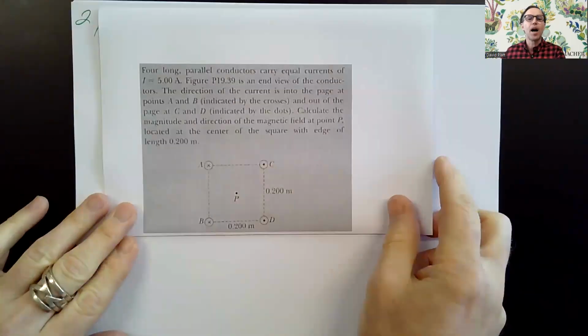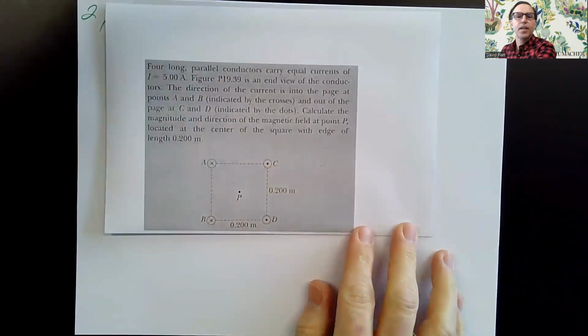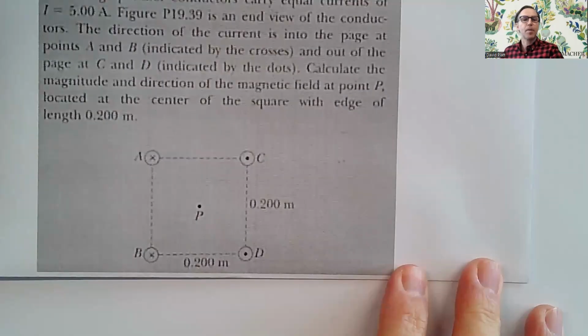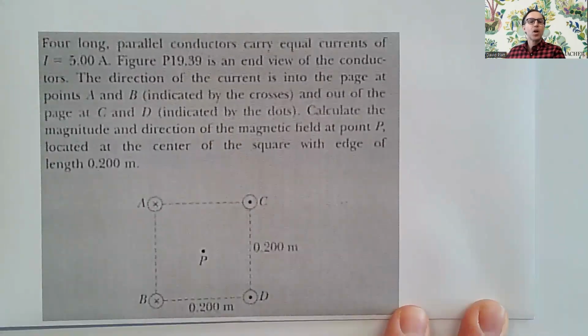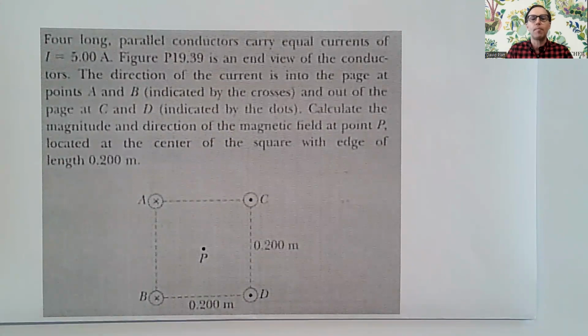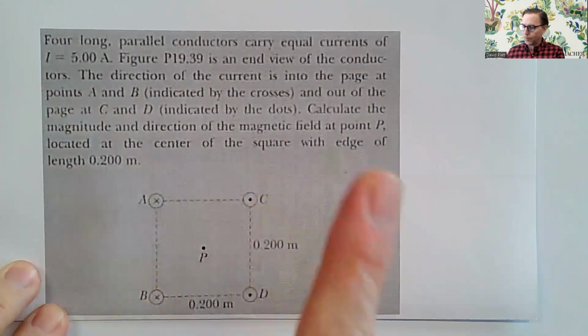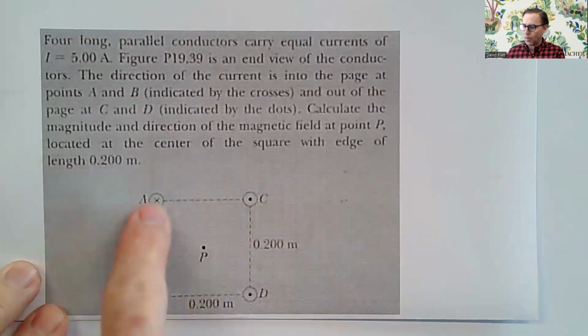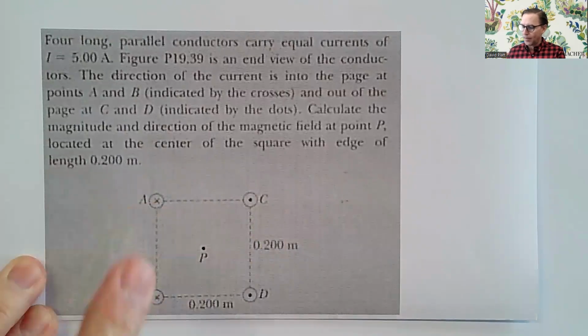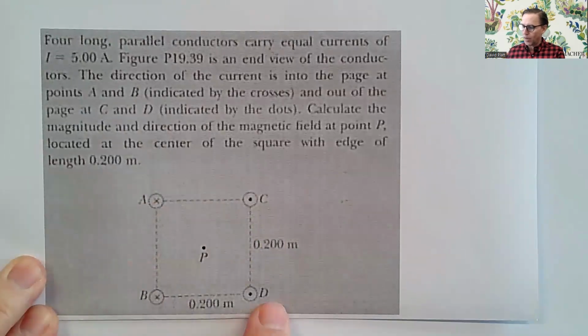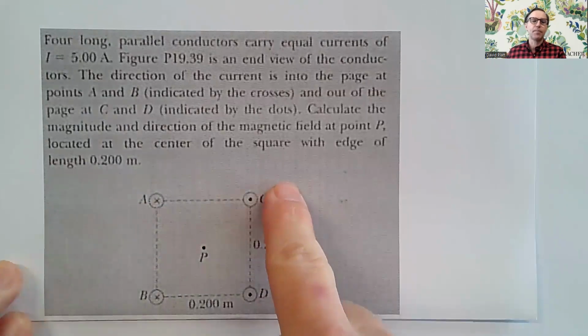So here's the first problem I want to look at. Let's see if I can zoom in and make the problem bigger. We have 4 long parallel conductors. So we have 4 wires, each carrying a current of I equals 5 amps. These dotted lines do not represent the wire. Here's wire A, here's wire B, here's a long wire D, here's a long wire C.